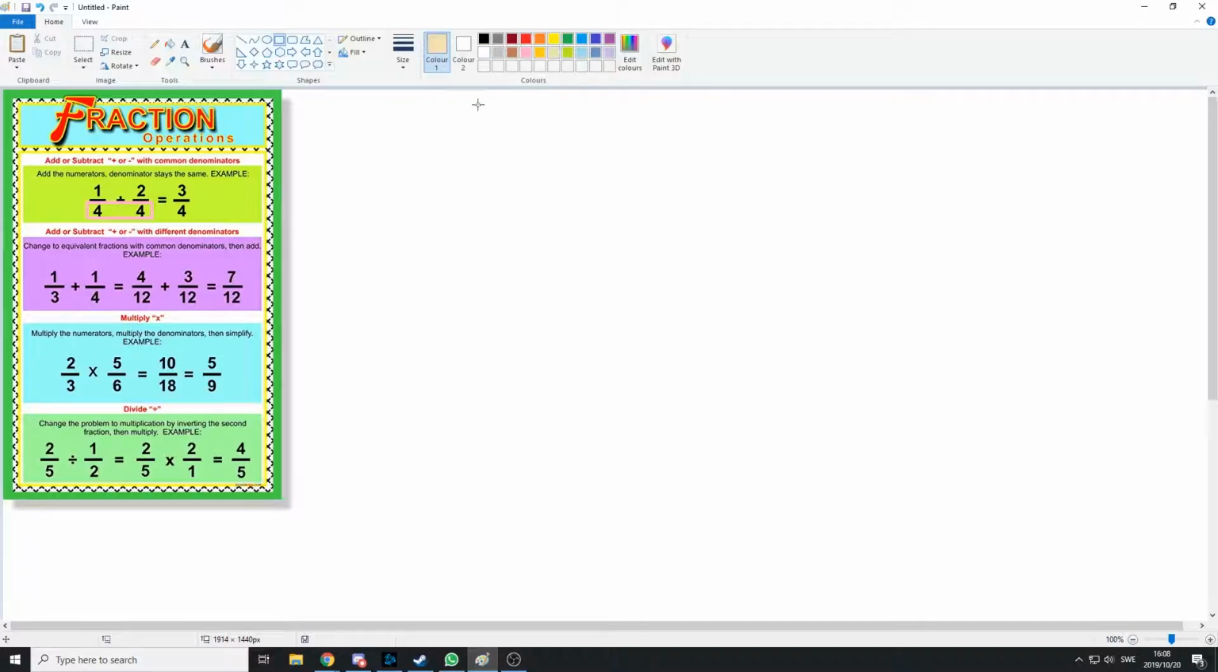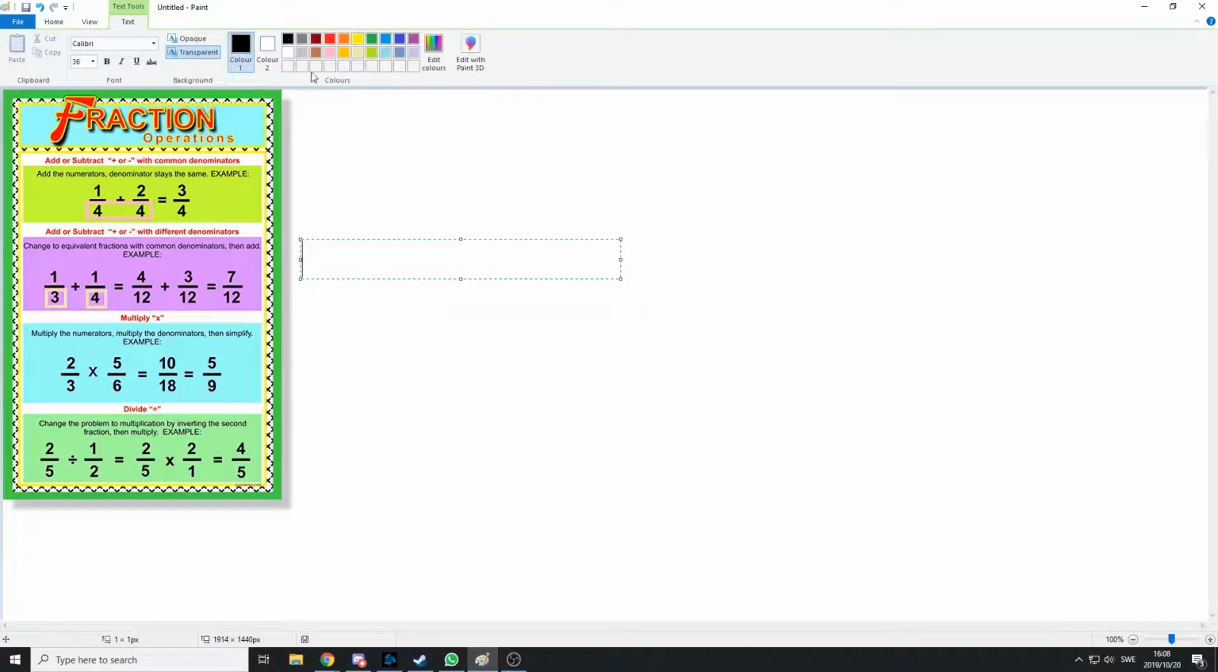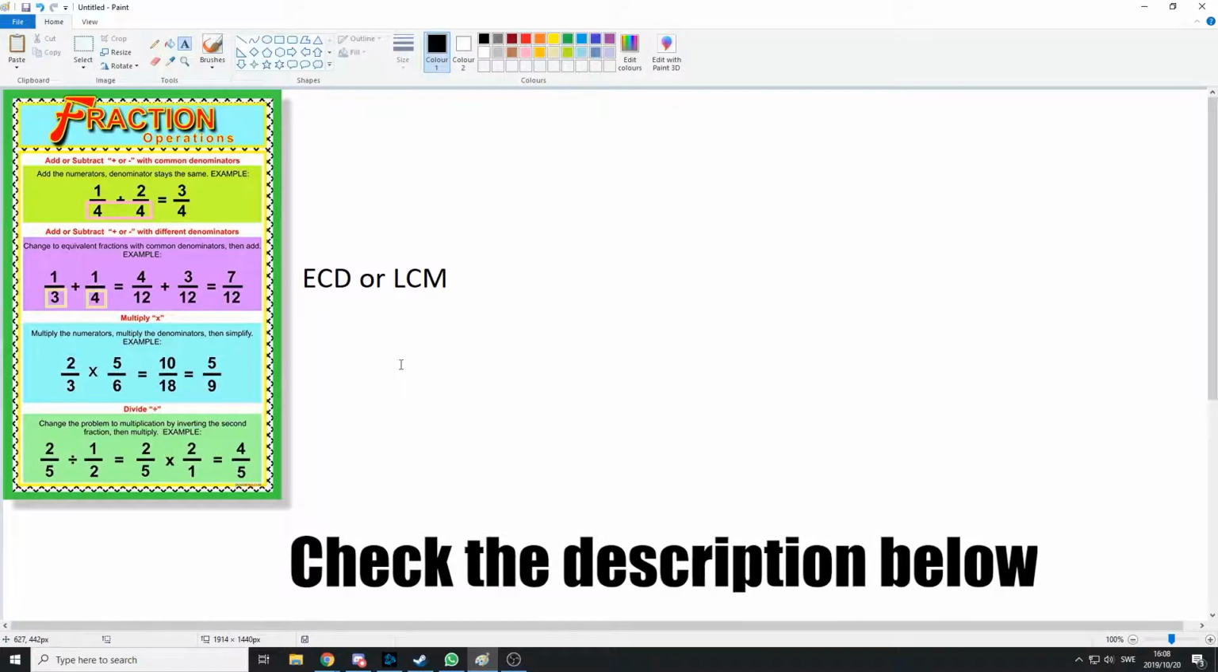However, when I am adding and subtracting and the numbers at the bottom are not the same, this causes an issue, and I have two options here. I can either find the easiest common denominator, or I can find the lowest common multiple. If you want to see how to do that, check out the videos in the description below.